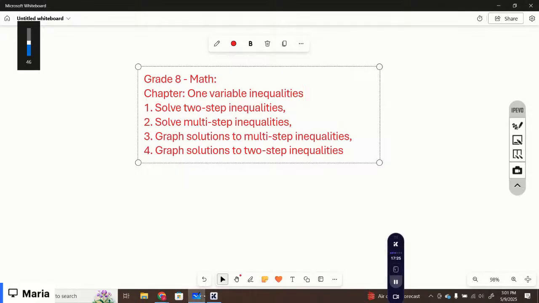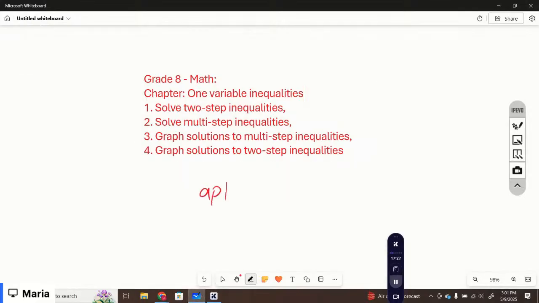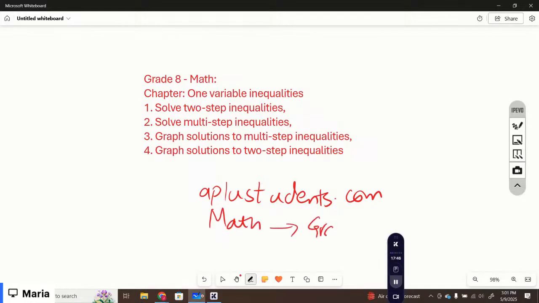You can find all the lessons on aplusstudents.com. You have to log in there using your username, and the password is provided by the administrator. Then you have to select math from the subject tab, scroll down to grade 8 math, and then click on view all lessons. There you can find a list of the chapters.